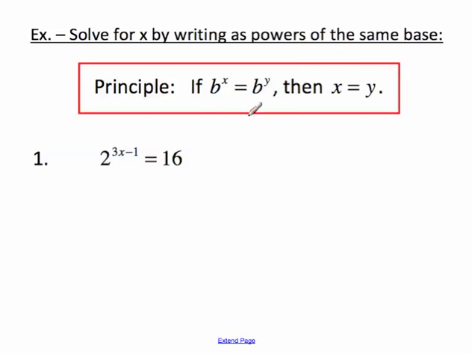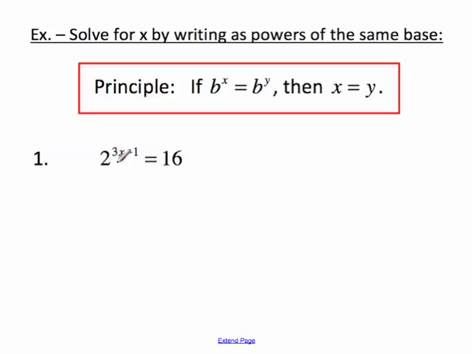The principle that we're going to use is that if b to the power of x is equal to b to the power of y, and the bases are equal, then the exponents must also be equal as well. If b to the x is equal to b to the y, b is obviously the same on both sides. That means that x has to be equal to y. So we're going to write both sides as powers of the same base.